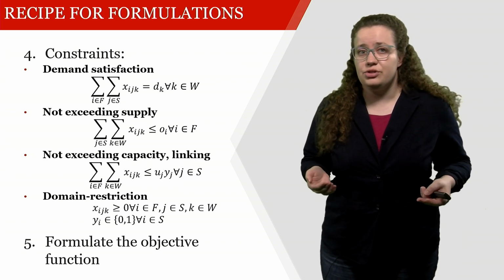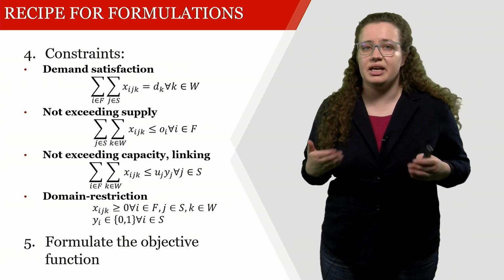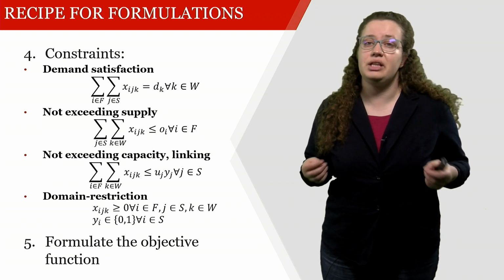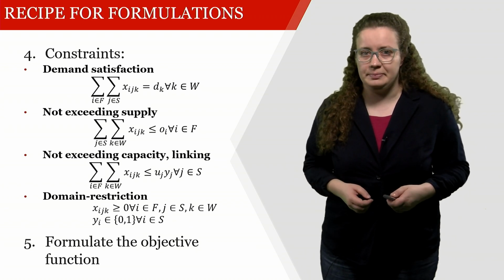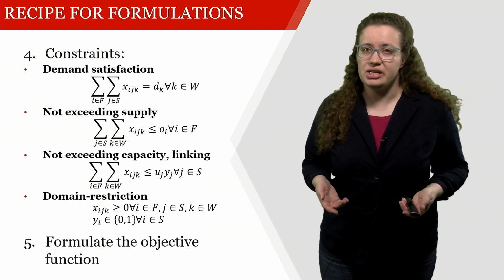And the last constraint that we always need is the domain restriction. So we're saying that the amount that we ship has to be non-negative, and the opening decision has to be binary. The last step that we're taking now is we're formulating the objective function.